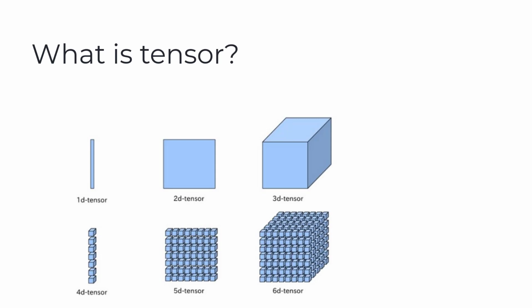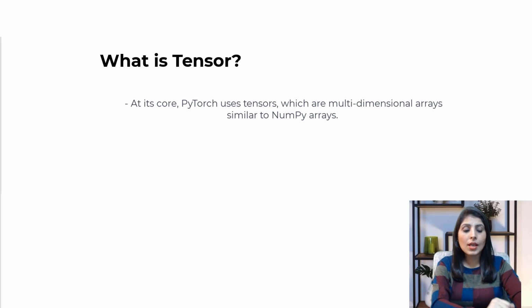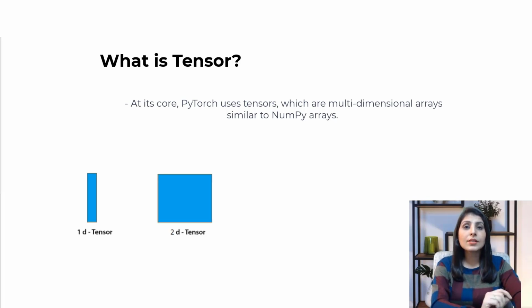Now let's understand what a tensor is. In PyTorch, a tensor is a basic building block. It is a multidimensional array like a NumPy array. Tensors can have different shapes and sizes. A tensor with one dimension is like a line, a tensor with two dimensions is like a table, and a tensor with three dimensions is like a cube.